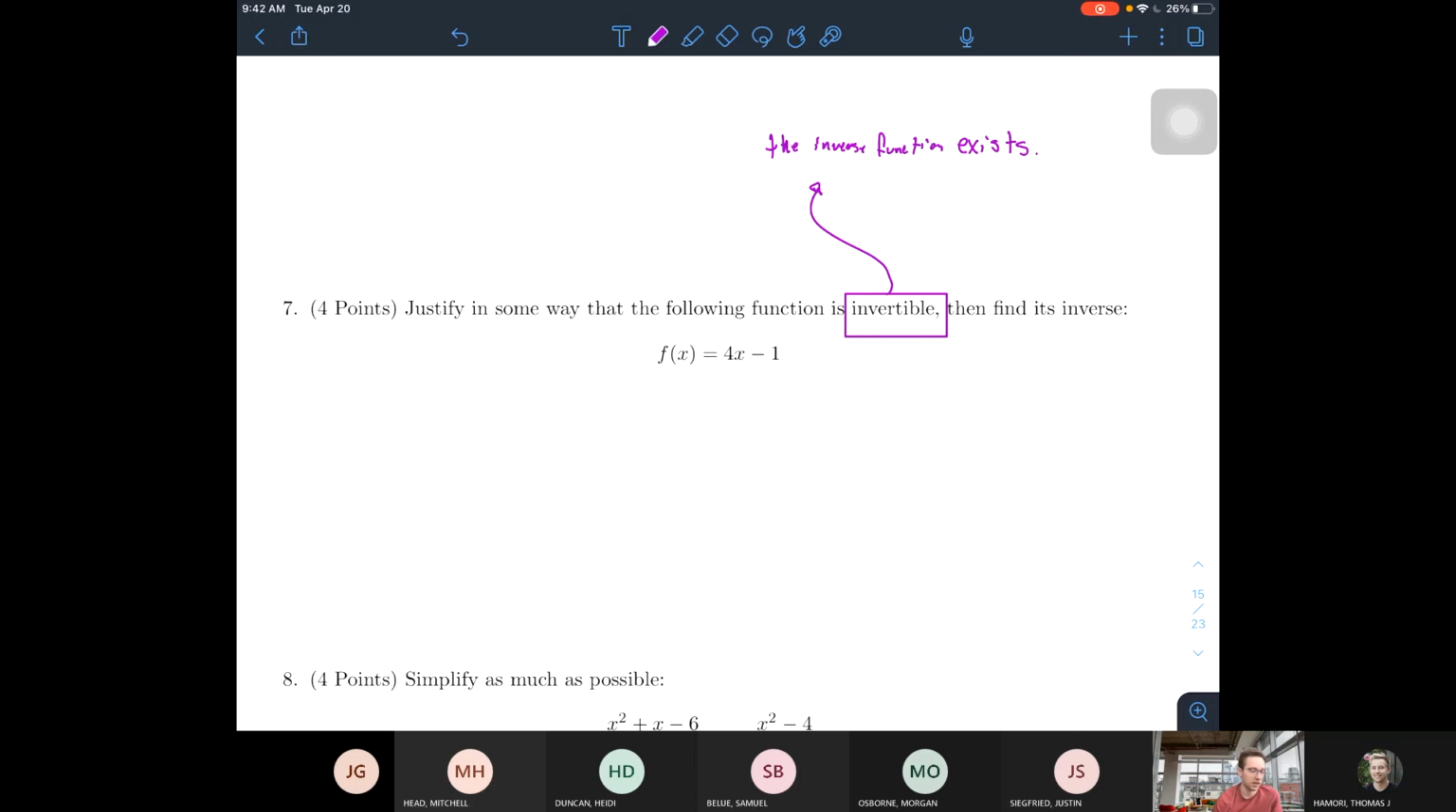Yeah, very good. We've got two answers coming in, both equally good. It has to be 1-to-1, or it has to pass the horizontal line test. Yeah, right? If it passes the horizontal line test, then it is 1-to-1.